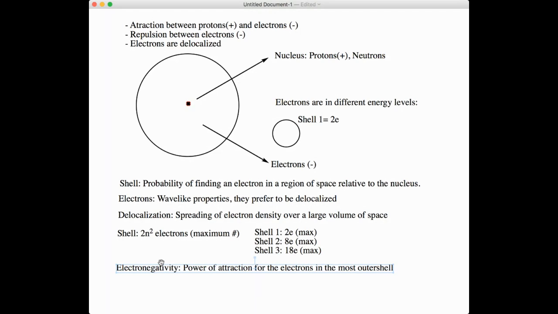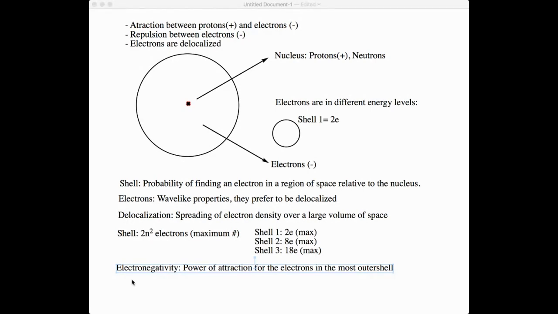So if the most outer shell is shell number 3 in one atom, and in the second atom it's shell number 5, then obviously that atom with shell number 3 is going to be more electronegative, because it's going to be attracting those electrons that are farther away from the nuclei strongly. Okay, so we are going to have time to go over this in detail, but electronegativity is a very important concept to understand a lot of things in chemistry and in organic chemistry in particular.